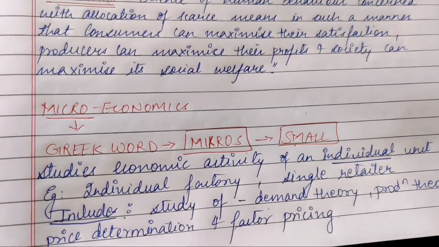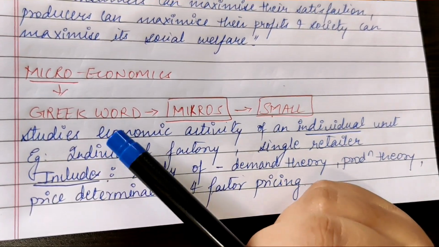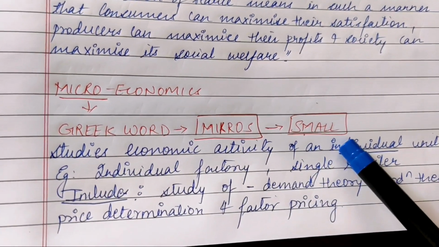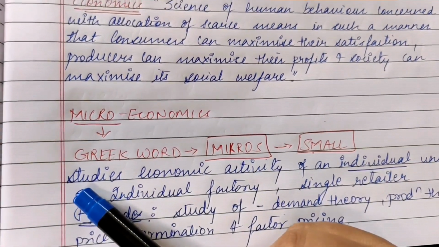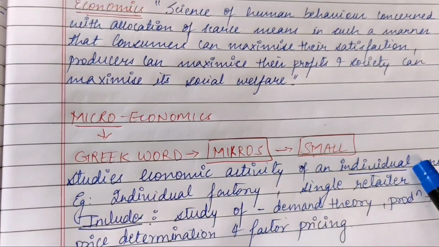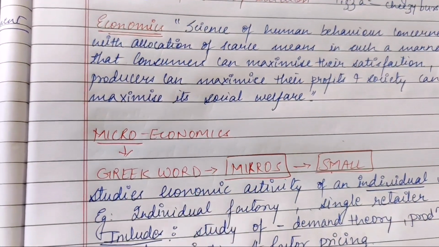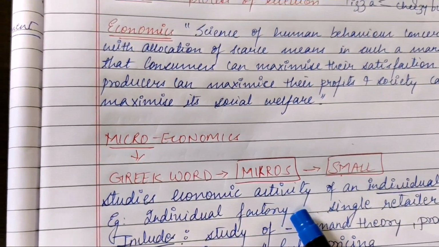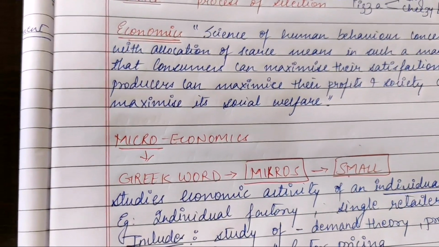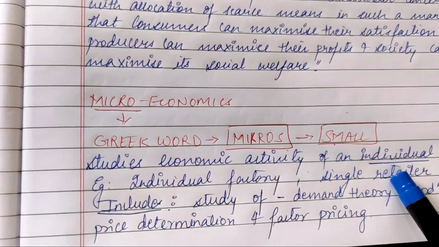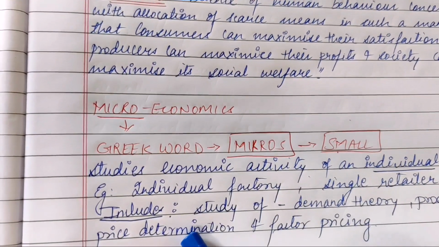Now microeconomics is again derived from a Greek word which is micros, which means small. Microeconomics studies economic activity of an individual unit. Micro means I, that is individual. It studies what? Economic activity as an individual unit. Example is individual factory, single retailer, like vegetable vendor. These are all microeconomic units.